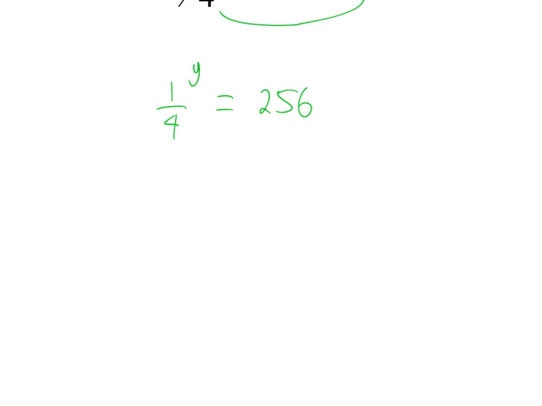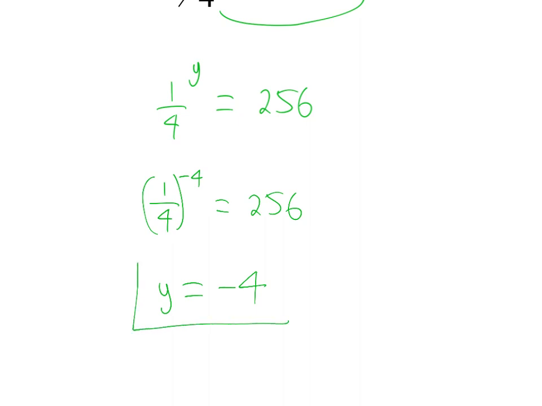4 to what number is 256? Well, 4 to the 4th equals 256. So I'm going to do 1/4 to the -4 because that's going to flip this fraction. It's going to flip it to 4 to the 4th, which is going to be 256. So our y value is going to be y equals -4. Okay, so some heavy-duty exponential stuff, but hopefully that makes good sense.